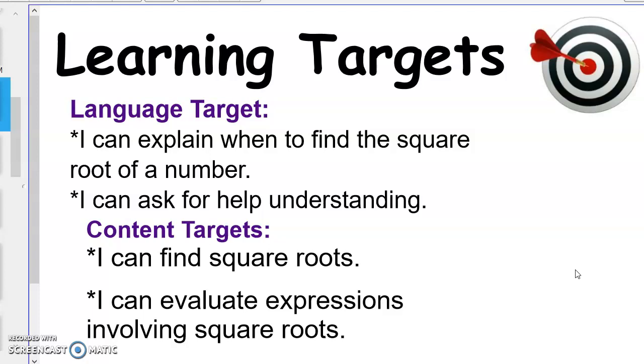Today we are digging into chapter 14, doing the first section, which is 14.1. I can explain how to find the square root of a number, and I can ask for help understanding. I can find square roots. And the most important thing that we're going to be doing today is I can evaluate expressions involving square roots.